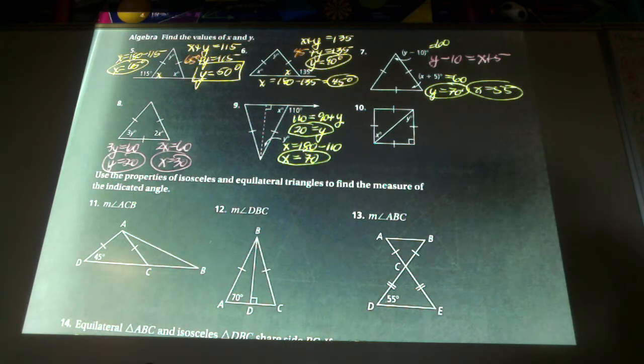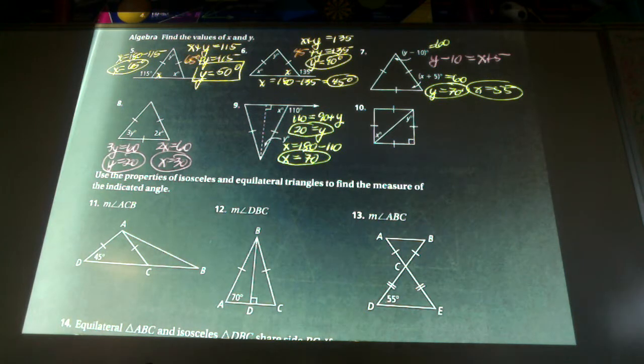All right, so then look at 10. What kind of overall figure is number 10? A square. A square. So use that knowledge. So isn't it a right isosceles triangle within the square? All right, so find the value of x and y.